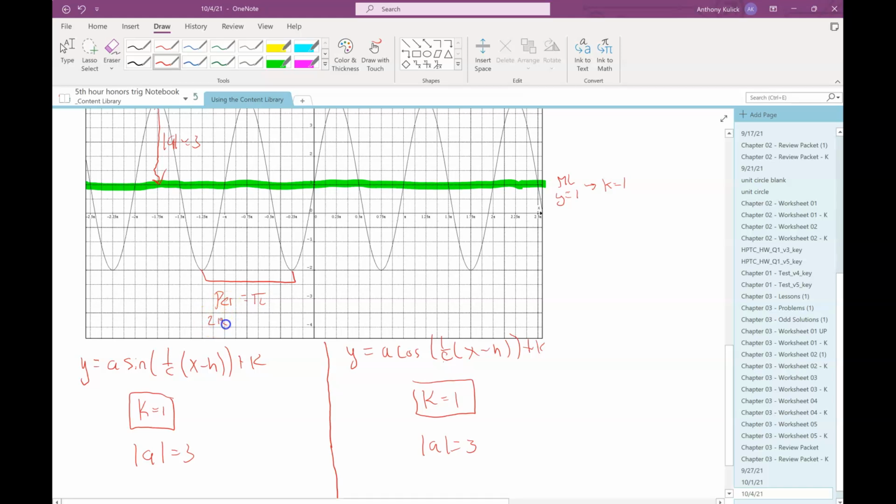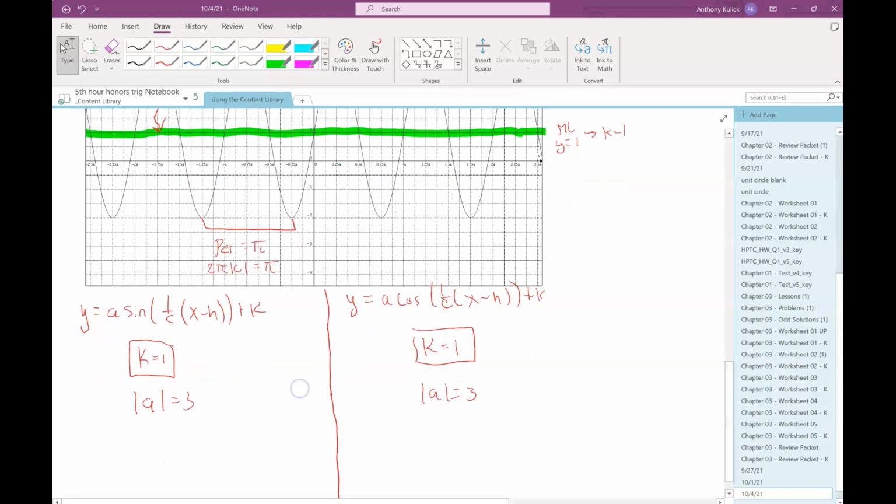And this is nice because the period is going to give me the value for c, because I know that 2 pi divided by the absolute value of c gives me pi. So if I solve, I get that the absolute value of c is 1/2.